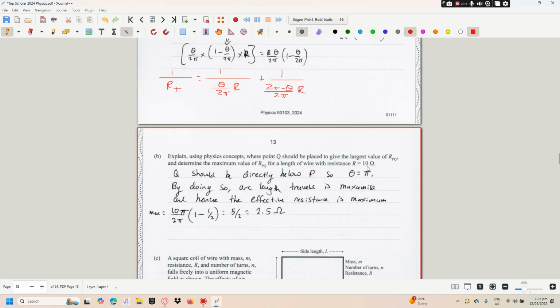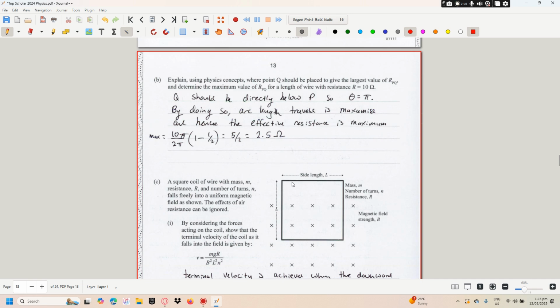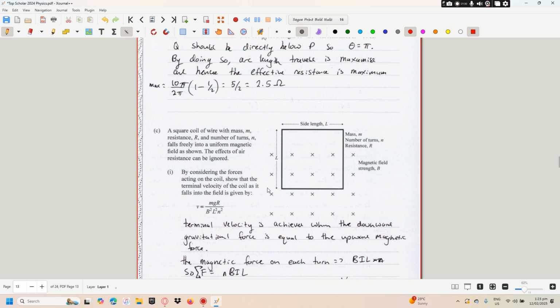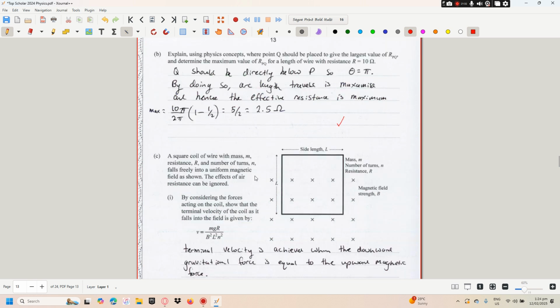Yeah, and then they ask you to sub 10 into the equation. So that was a bit pointless, really. Anyway, that's all good. We've got the square coil question now.